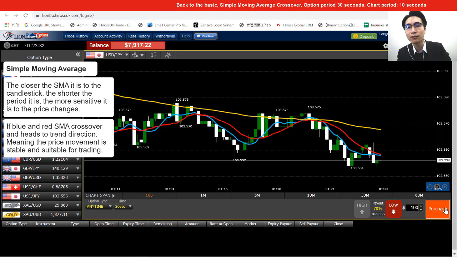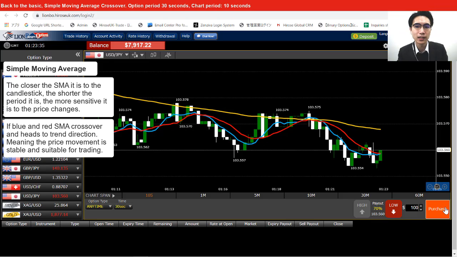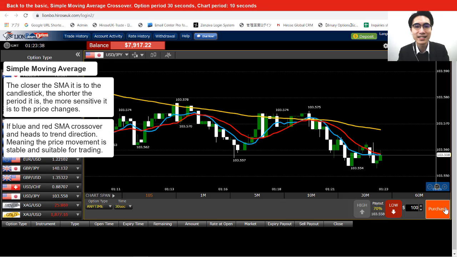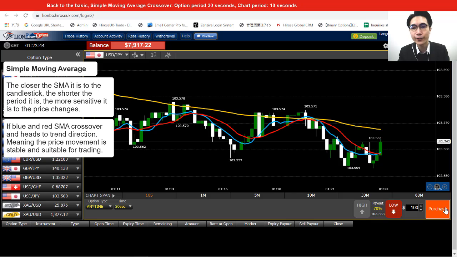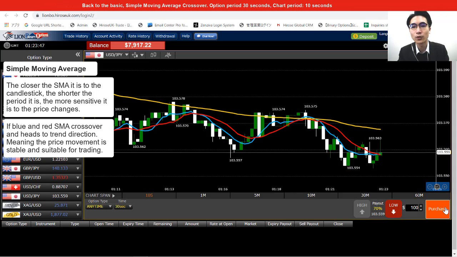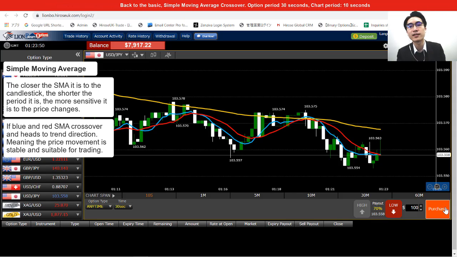So that's how this strategy works, and that's why it's accurate as well, because we actually confirm that the market is stable, and then we open a trade when the price is stable.